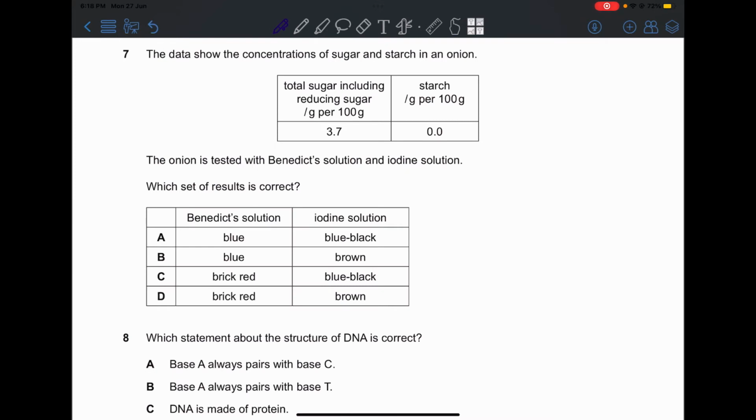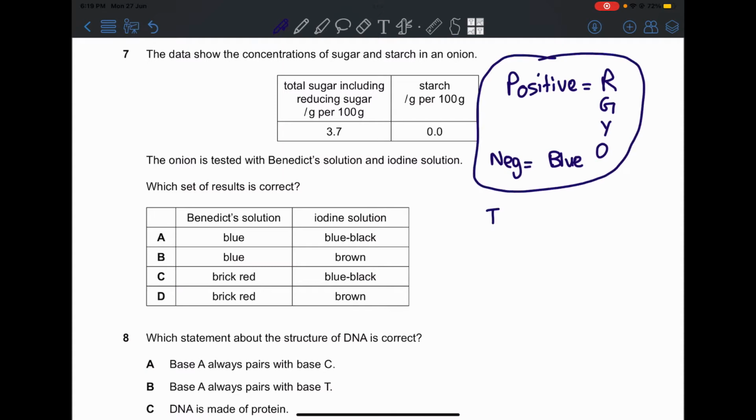Number 7, the data shows the concentrations of sugar and starch in an onion. The onion is tested with Benedict's solution and iodine solution. Which set of results is correct? Now I've explained Benedict's solution and iodine solution in my paper 6 planning and investigation video. If you want to know more about it, I have explained it there. For Benedict's solution, if it's positive, then it will turn red, green, yellow, or orange. If it's negative, it's going to remain blue. So this is the key we're going to be using over here so we can solve this question. This is for the Benedict's.